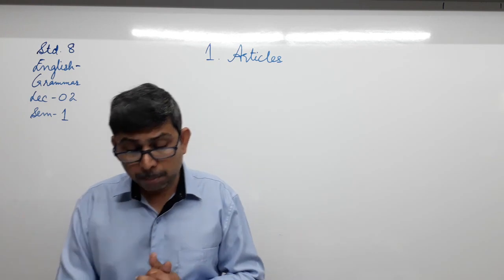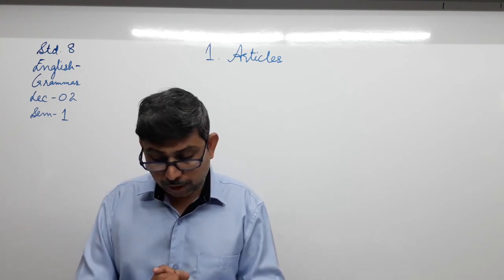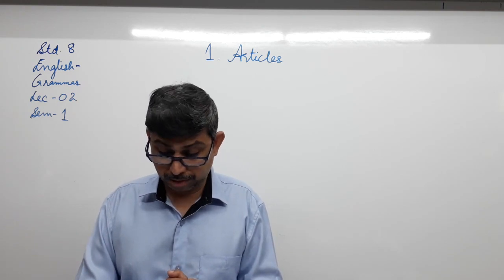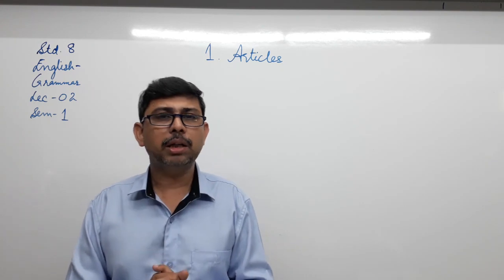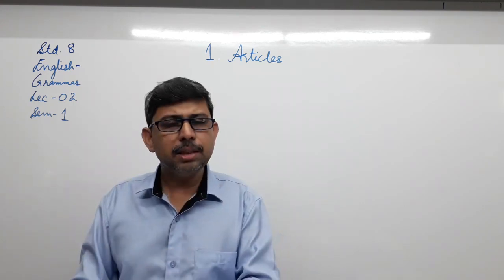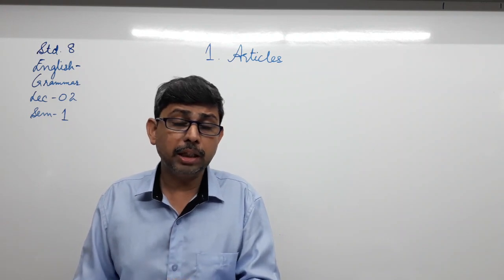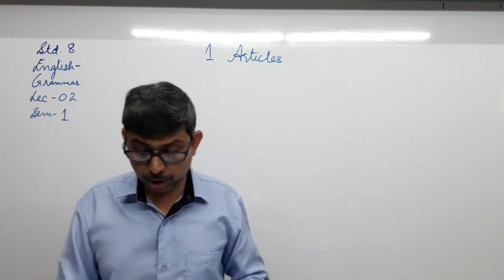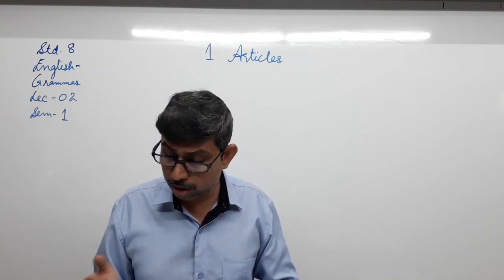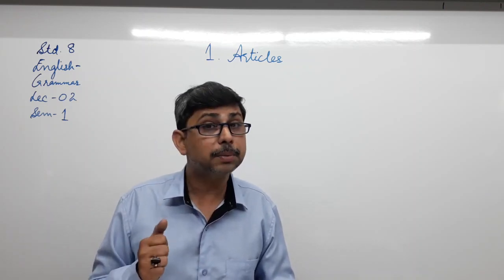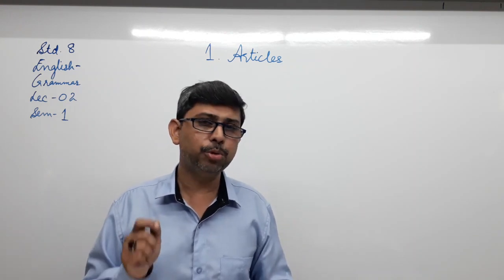Next one, before the names of rivers. This is a very important point. Before names of rivers, seas and oceans, mountain ranges, groups of islands, plural names of countries. So when you bring these things in your writing or reading or in your speech, that is the names of rivers, seas, oceans, mountain ranges, groups of islands, plural names of countries, we make use of the article the before them. We have to use it.